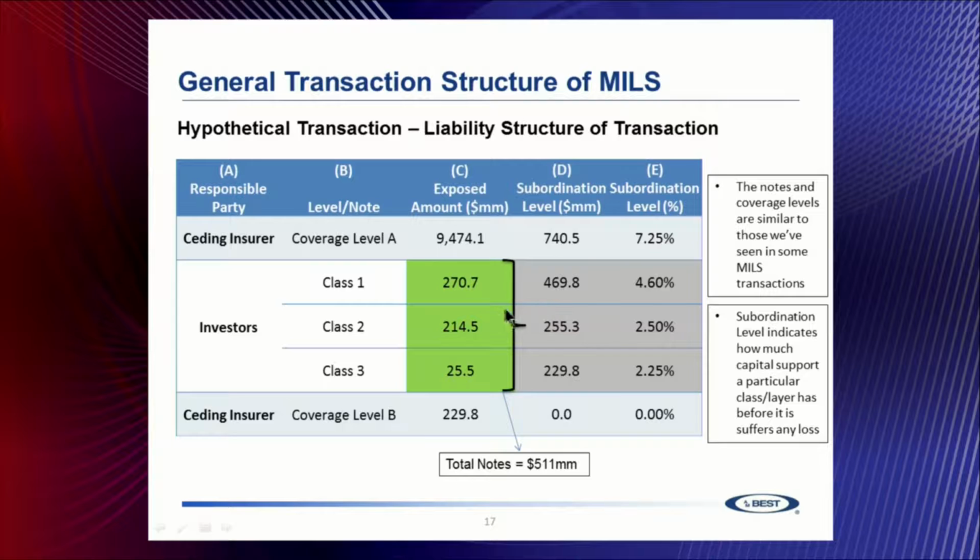in force. Thereafter, at the exhaustion of Class 1 notes, at the attachment of the coverage level, all the losses after the Class 1 note is exhausted is absorbed by the ceding insurer. And in this case, the ceding insurer does not absorb losses again until the coverage level B is exhausted, which is the ceding insurer's first loss position, and Class 3, Class 2, and Class 1 notes are exhausted. So you can see the subordination level for the ceding insurer, coverage level A, is $740 million or so. That's a subordination level of 7.25%. This subordination level is important later on in terms of the trigger of principal allocations. We'll discuss later.